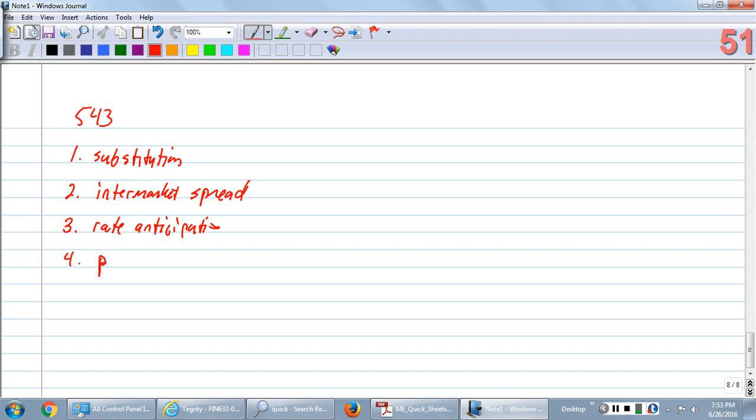The last one is called the pure yield pickup. The pure yield pickup. And this is simply trading quality for yield. Okay, that is, how do you pick up yield? What if you were to trade a AAA rated bond for an A rated bond? You're going to pick up yield, because this might be yielding 4% because it's really safe. This might be yielding 5% because it's not as safe. And so that's all you're doing, is trading quality for yield.